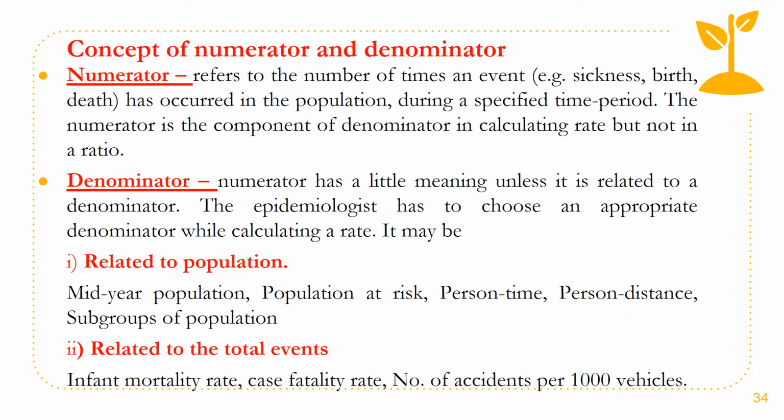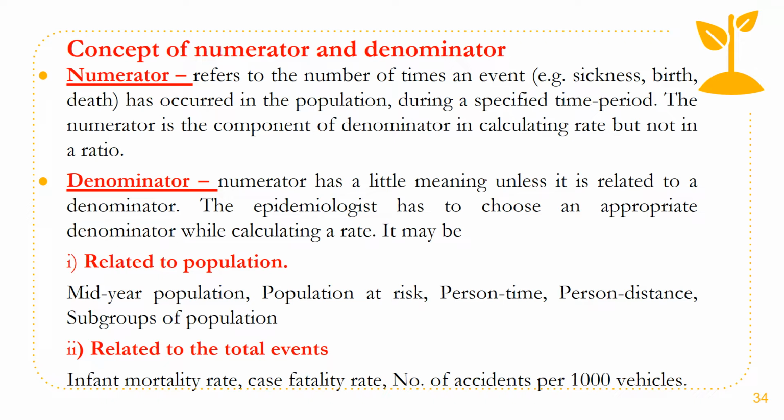Concepts of numerator and denominator. Numerator refers to the number of times an event, for example sickness, birth, or death, has occurred in the population during a specified time period. The numerator is a component of the denominator in calculating a rate but not in a ratio. Numerator has little meaning unless it is related to the denominator. The epidemiologist has to choose an appropriate denominator while calculating a rate.